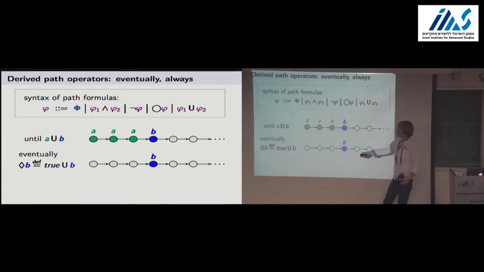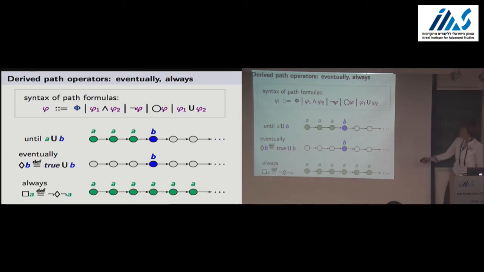Derived operators: Orna used an F for finally, for eventually. I use here the diamond operator. This is defined as true until B in this case, and the always operator, Orna used the G for that, is its dual. So always A means it is not the case that eventually not A holds. You know how to remember which one is which? The diamond is an unstable equilibrium. It will eventually fall off. But the box is stable, it will stay there forever.